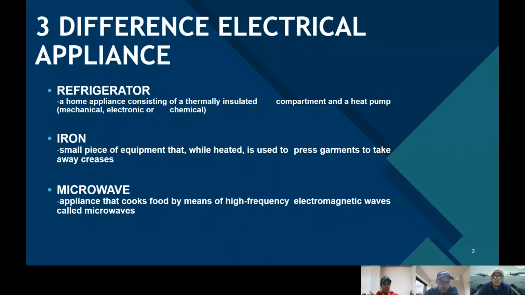First, we chose three different electrical appliances at home: refrigerator, iron and microwave. A refrigerator is a home appliance consisting of a thermally insulated compartment and a heat pump, mechanical, electronic or chemical. The second appliance we chose is the iron. An iron is a small piece of equipment that, when heated, is used to press clothes to take away creases. The third appliance we chose is the microwave. A microwave is an appliance that cooks food by means of high frequency electromagnetic waves called microwaves. So the next slide.